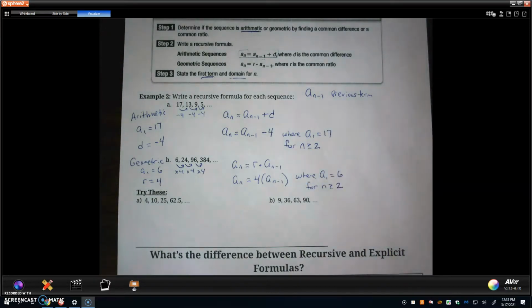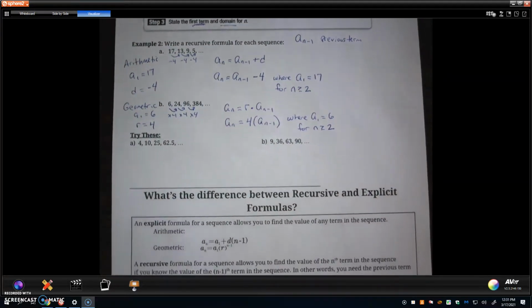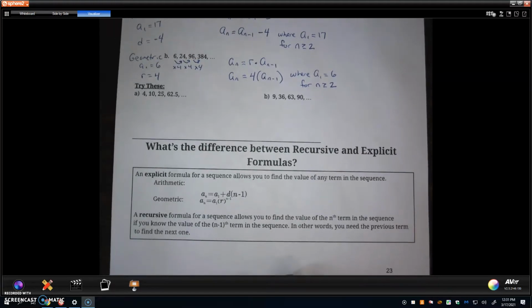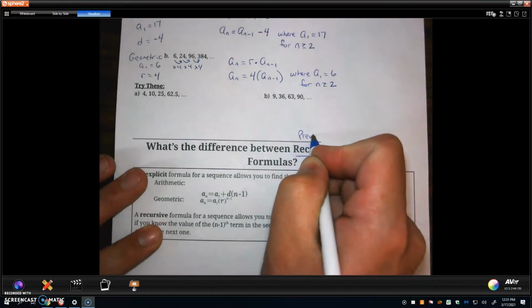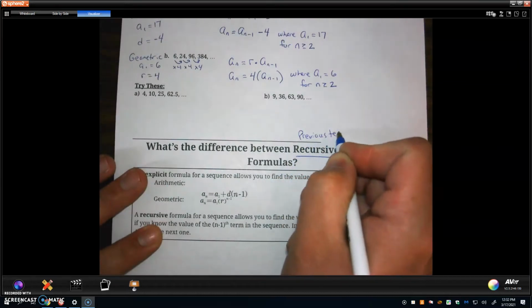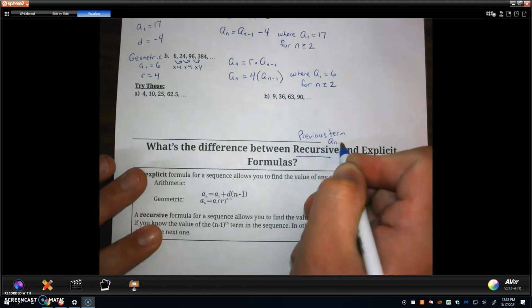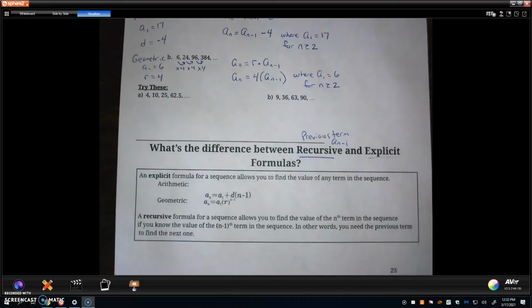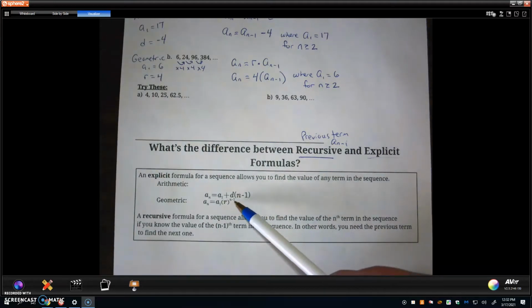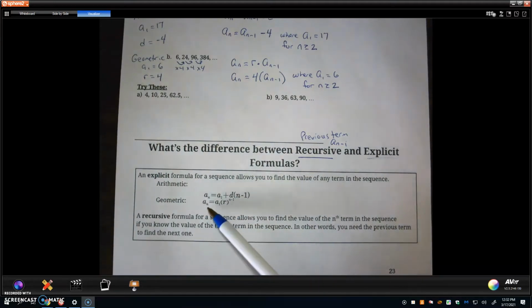You could try some of these on your own, try some of the problems. The only thing you need to keep in mind is the difference between recursive and explicit formulas. Recursive formulas always use a previous term. So basically when you're solving these, you're always using the term before, and it's usually signified by a sub n minus 1. For the explicit formulas, those are the ones you did earlier in the year. Explicit formulas are great because you could find any term without knowing the term before it. So if I want to find the 100th term, I only need the formula. I don't need the 99th term like I would for a recursive.